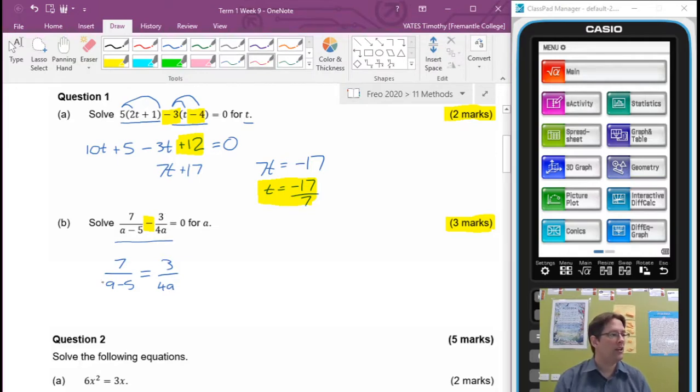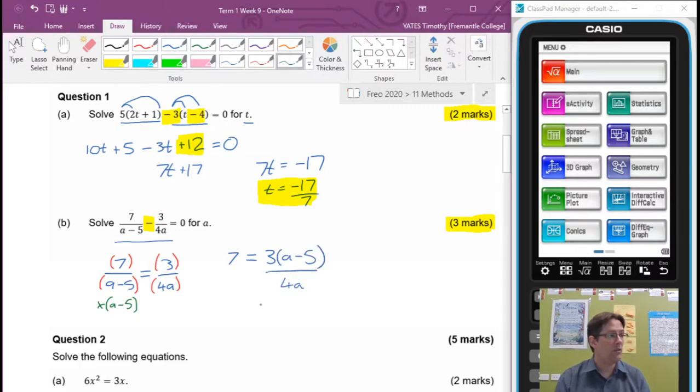So what we actually do is, and I like to put brackets around any terms like that, just to remind me that we cannot separate out the a and the take 5 from each other unless we do them together. So what I'm going to do is multiply the whole thing by a minus 5. Multiplying both sides by a minus 5, I don't get brackets at all because the a minus 5 cancels out. So I've got 7 equals 3 brackets a minus 5 over 4a.